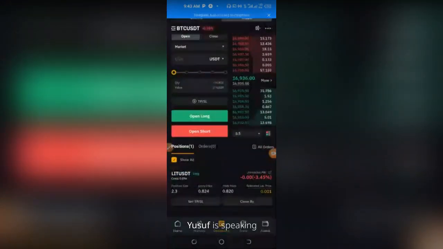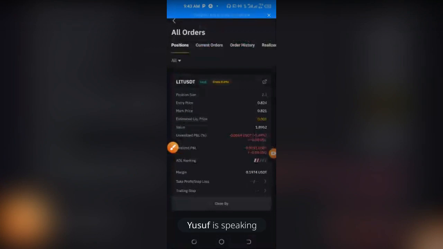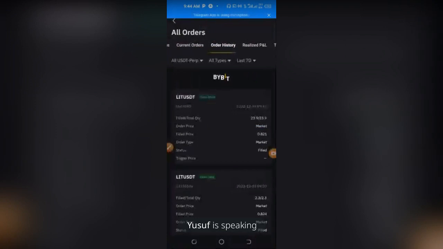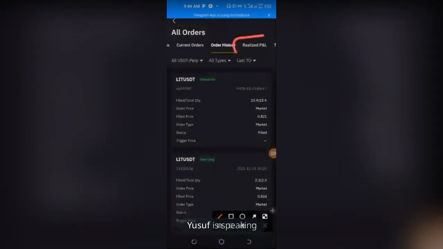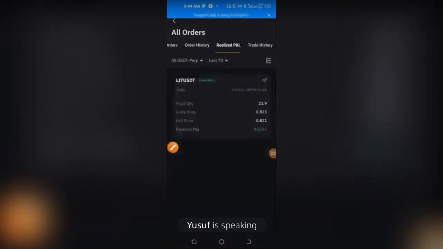Now, when I come to my orders, then I can come to order history. You see, this is the last trade. Then when I come to realized P and L, this is the history. You see the filled quantity, this is the quantity of leads. This is the entry price, 0.23. The exit price, 0.82, because it was a short trade.